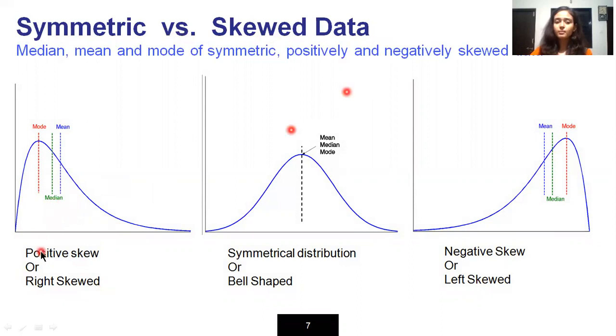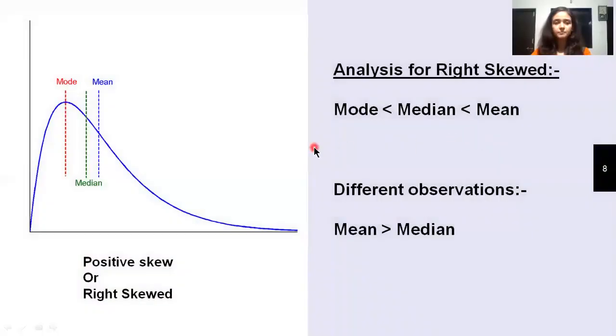My first one is the positive skew, or you can say the right skewed. Next one is the bell-shaped, or you can say the symmetrical distribution. Third one is the negative skew, or we can say the left skewed. Let's understand all these graphs in detail. So my first one is the positive skew, or the right skewed.